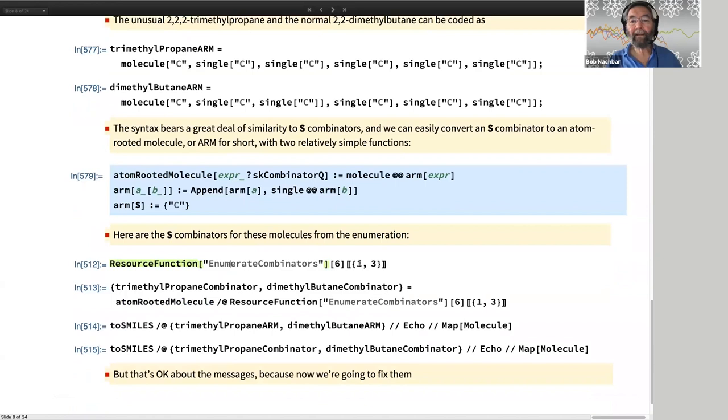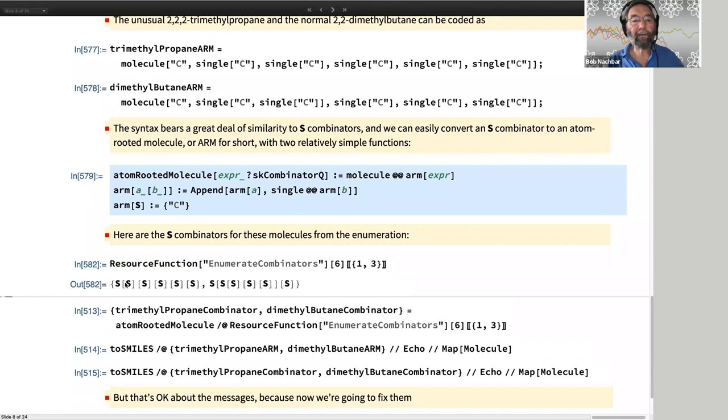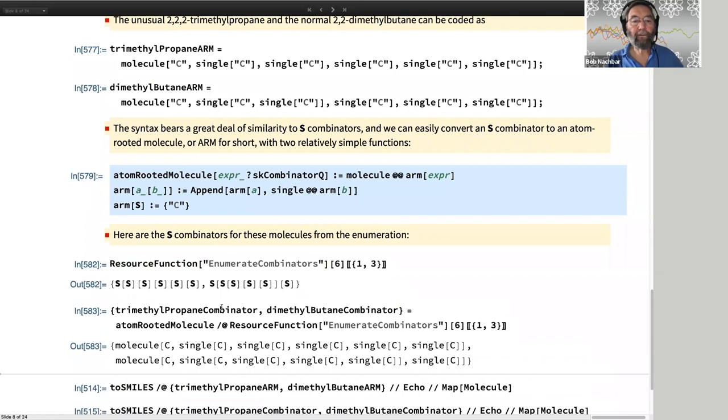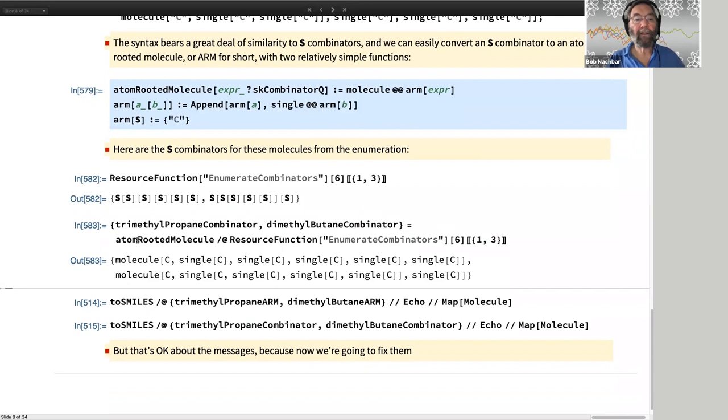So we can try that. Let's try it on the two combinators. The bad one that had too many S's connected to the first one, and one that was okay. And we can do that, taking those combinators, making them atom-rooted molecules. And these are the two of them that we can see. And if we come back, you can compare them back to the other structures. You'll see that they're the same.